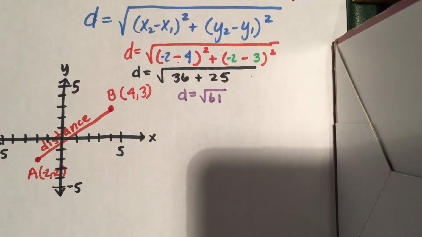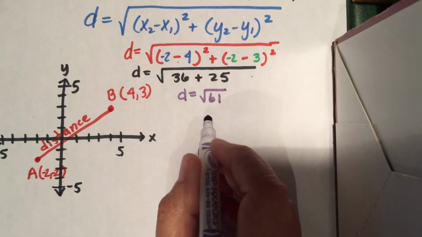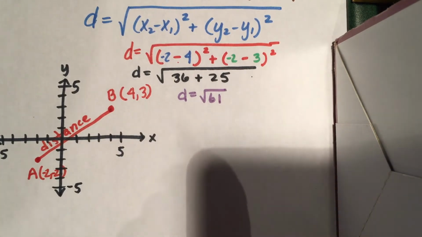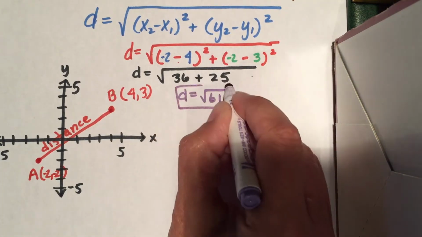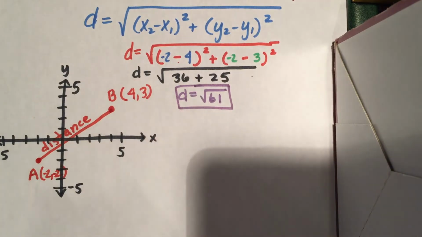Now 61 is a prime number. That's something that does not have any factorable values. There's nothing that we can factor into 61 besides 61 and 1. So that's your distance. So that's how we've been doing it. So the question is, why does that work? Well, we're going to take another approach.